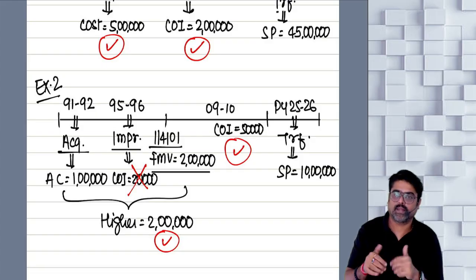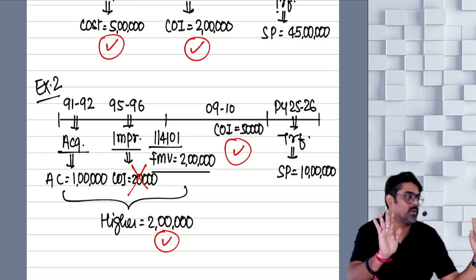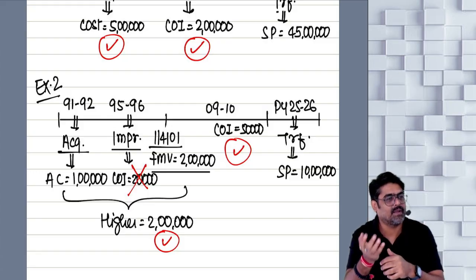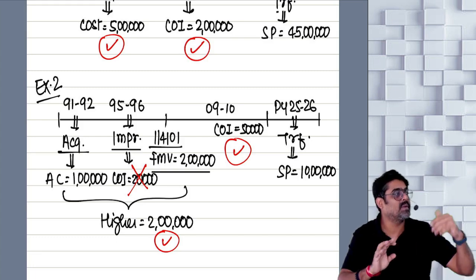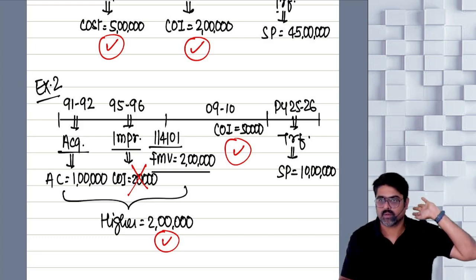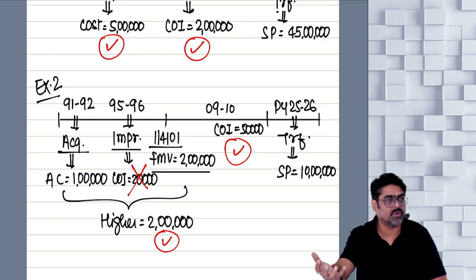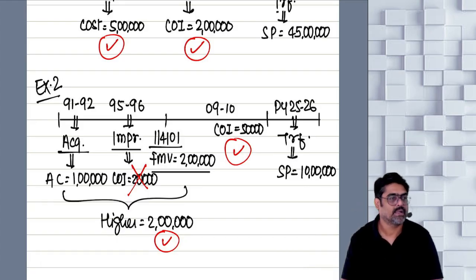Any cost of improvement given in the question which is incurred prior to 1st April 2001, you ignore. Because in that case, you are taking the fair market value as on 1st April 2001 as your cost of acquisition. Definitely the asset would have been purchased prior to 1st April 2001. Any cost of improvement appearing in the question which is incurred on or after 1st April 2001, take that cost of improvement only. Understanding?